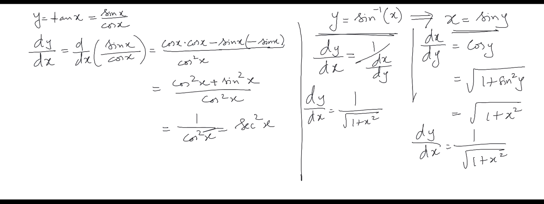So simply saying, if you differentiate d by d theta of sine inverse of theta, the answer is 1 over the square root of 1 minus theta square.